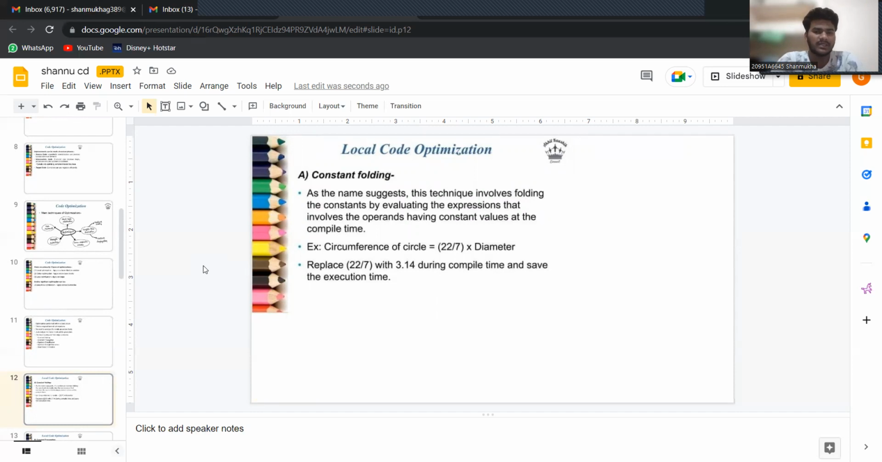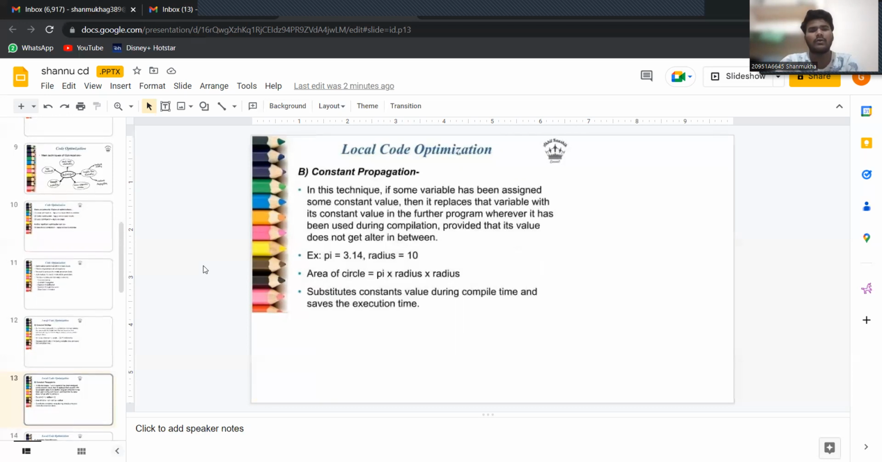Circumference of a circle, for example. The circumference of a circle is 22 by 7 into diameter. Replace 22 by 7 with 3.14, which is easier. It means we can skip the step of dividing 22 by 7, which is more efficient compared to the previous step. This is a type of code optimization.